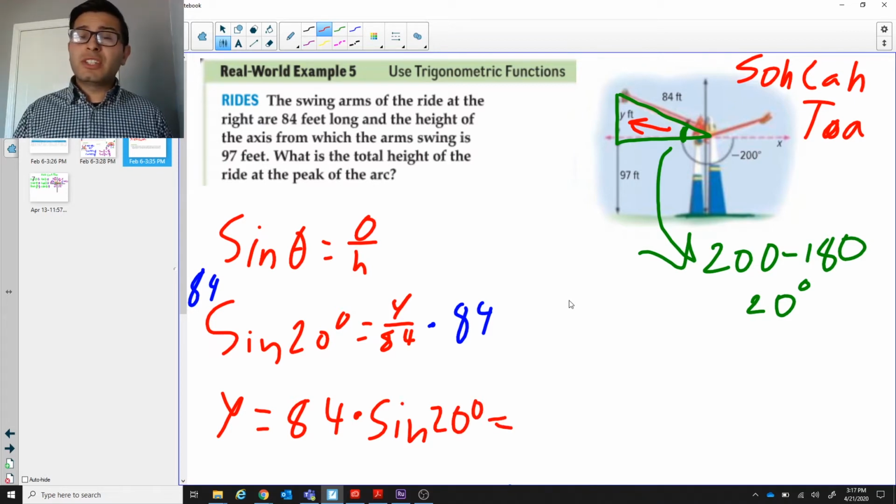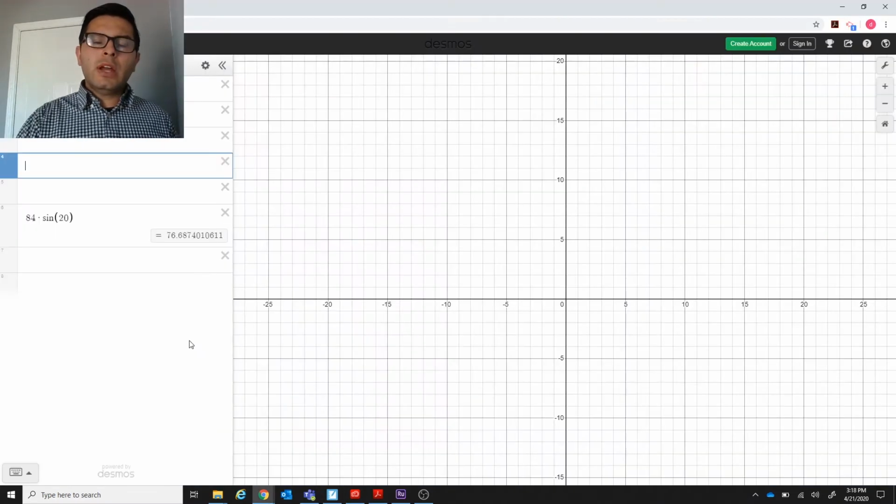That is something we can just use Desmos for. So as you can see, we have 84 times sine of 20, and we get this interesting decimal value here. But we have to ask ourselves, is our calculator in degrees? We're using degrees in here, so our calculator has to be used in degrees. Now this is a mistake that a lot of people, even the best of us, make. So make sure you always ask yourselves, wait, is my calculator in degrees?